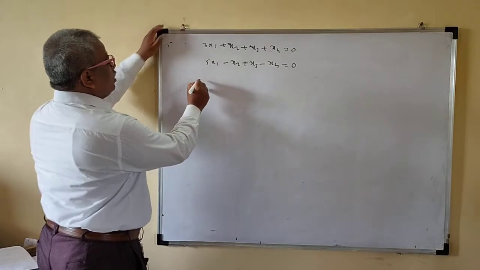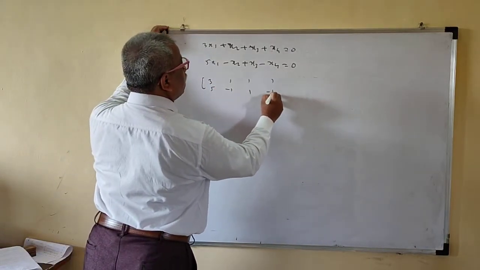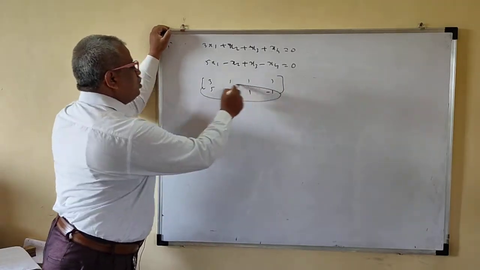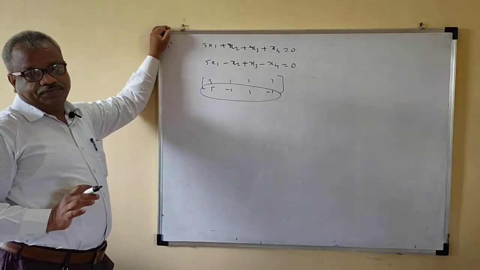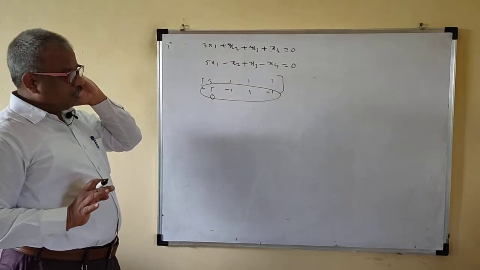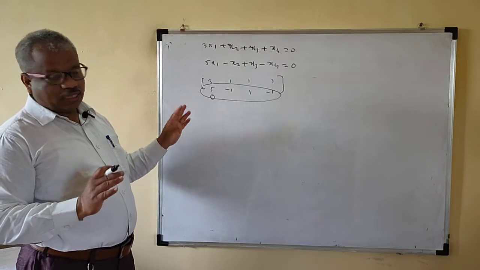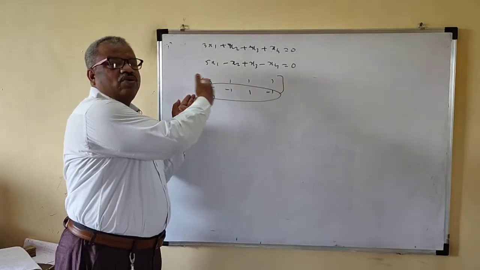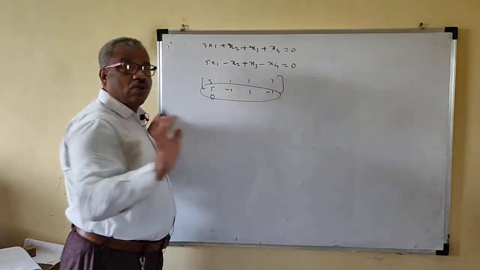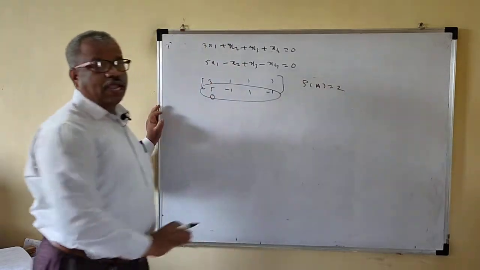Okay, so see the matrix: 3, 1, 1, 1 and 5, minus 1, 1, minus 1. For any operations, the whole row will not be 0. You can make an entry 0, no problem for this one, but all the entries will not be 0. Two or 3 entries may be 0, it doesn't matter, but at least one entry is not 0. So that means the rank of A is 2.